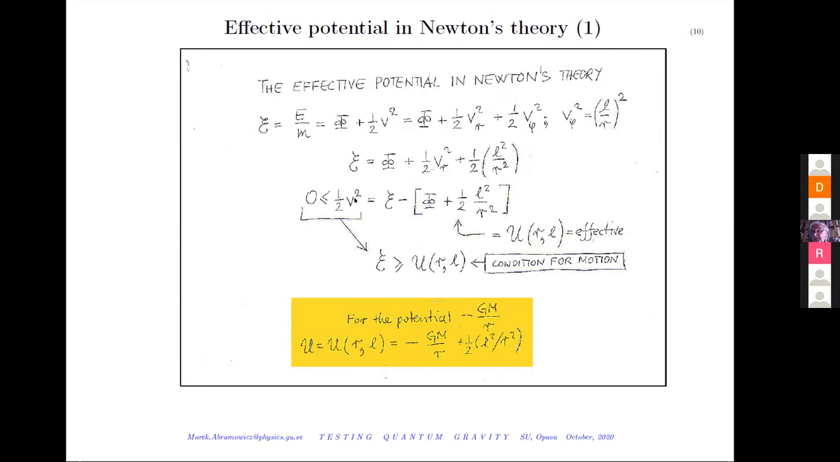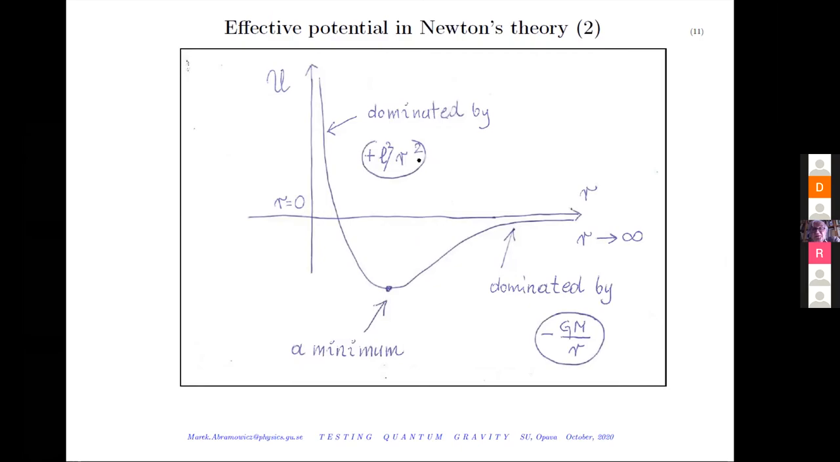And then, of course, when r goes to zero, centrifugal effects dominate. And when r is going to infinity, gravitational effects dominate the effective potential. So the shape of the effective potential in Newton's theory is necessarily like this: close to the origin there is this asymptotic plus infinity. And for very large radii, the effective potential goes to zero from the negative side. Then you know for sure that somewhere there should be a minimum, at least one.